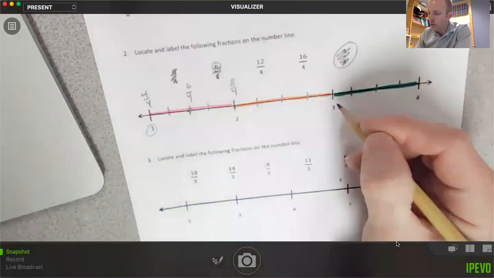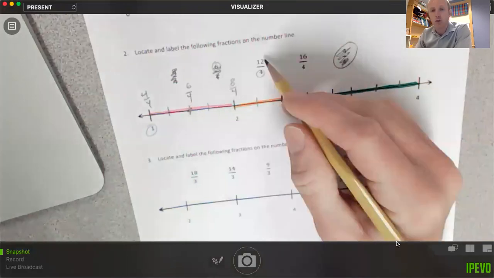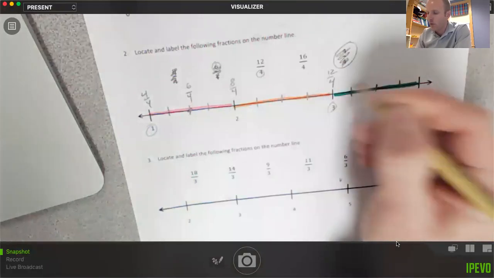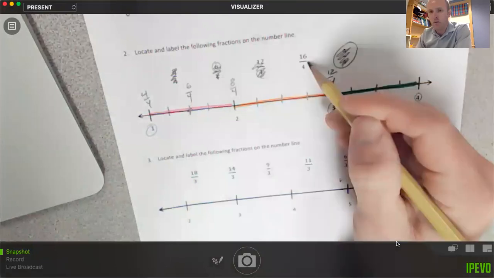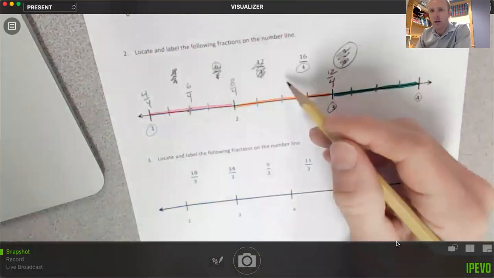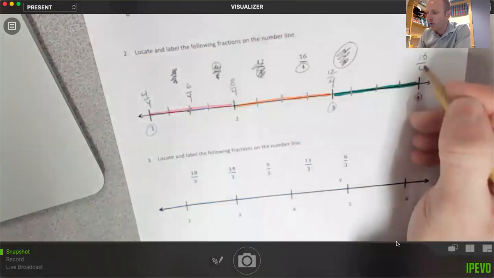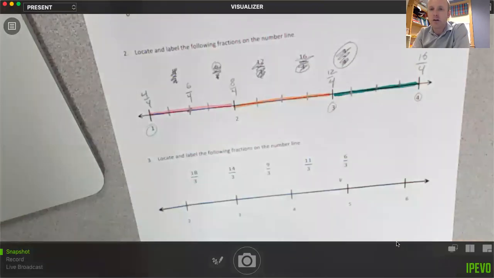12 fourths. Ooh, I noticed I multiply that 3 and that 4 together, I get 12. So that must be equal to 3 or equivalent to 3. 12 fourths. In this last one, I also noticed if I multiply 4 times 4, the whole number times the denominator, I get a numerator of 16. 16 fourths. So I got my whole number. Whole number times my denominator equaled my numerator in that case as well.